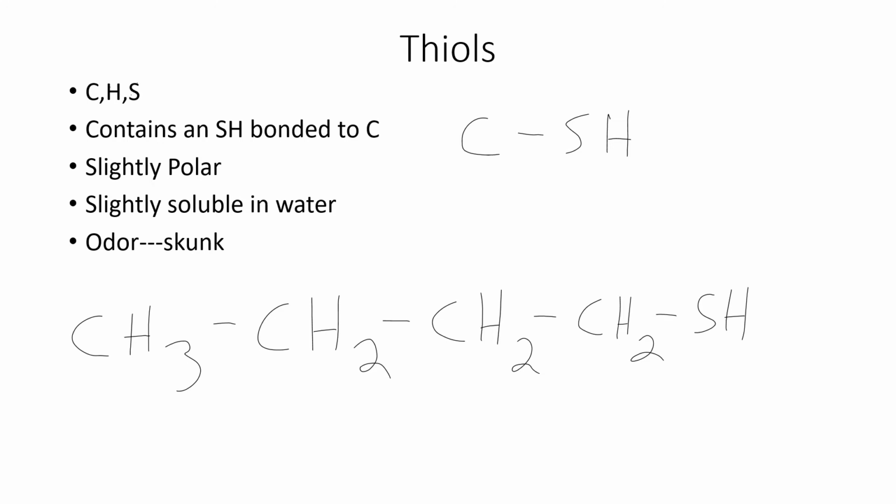The next functional group we want to look at are the thiols. Thiols contain carbon, hydrogen, and then sulfur. And thiols are a little bit similar to alcohols, except that instead of an OH, you have an SH. So thiols will have an SH bonded to the carbon. Thiols end up being slightly polar. They're less polar than the alcohols are because sulfur is not as electronegative as oxygen. That means they're only slightly soluble in water.